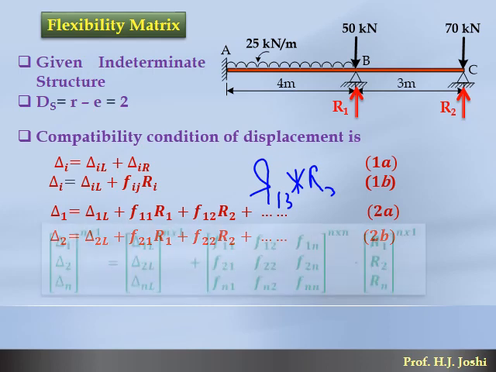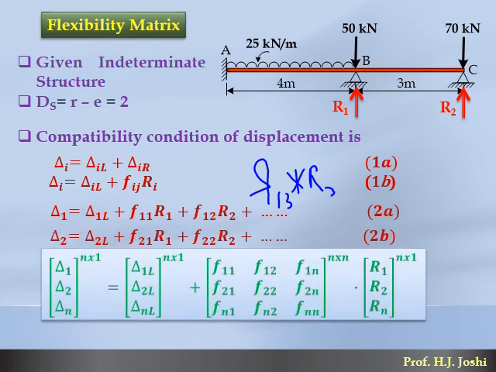Now, if I write equations 2a, 2b in matrix form for a 3 by 3 matrix or n by n matrix, it is like this. This particular matrix is called the flexibility matrix, which is a square matrix of size n by n, where n indicates the number of redundants, and the number of redundants is given by the degree of static indeterminacy. Important to note that all elements on the principal diagonal are always positive, because those are F11, F22, Fnn.